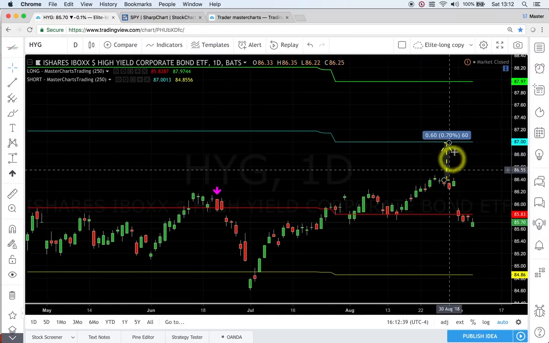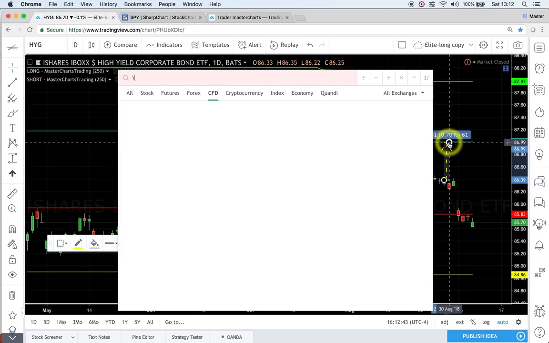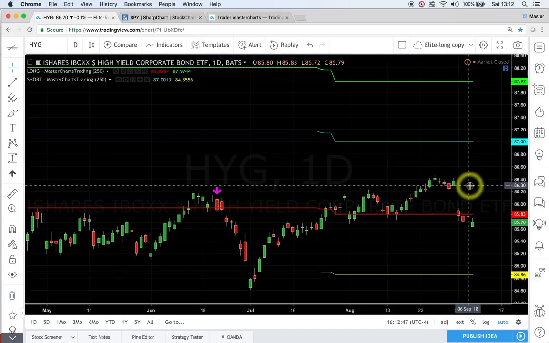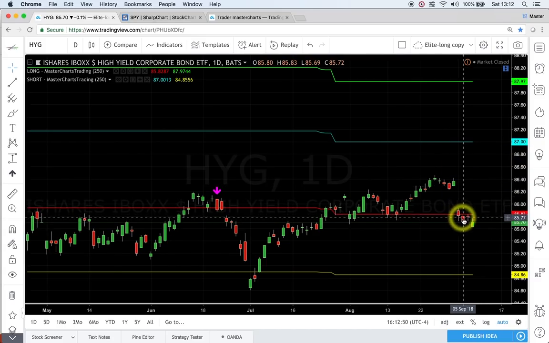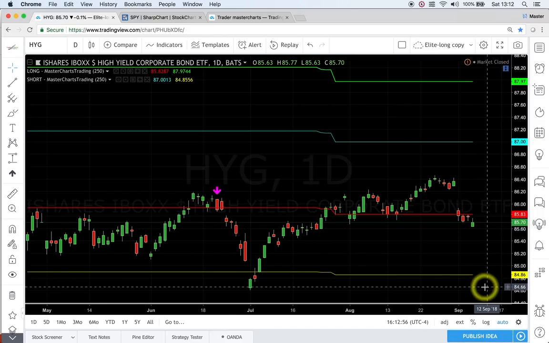HYG, I thought we could go higher here for HYG. It did not occur. So now we can see another break below this red support resistance line. Maybe a new low will be made.